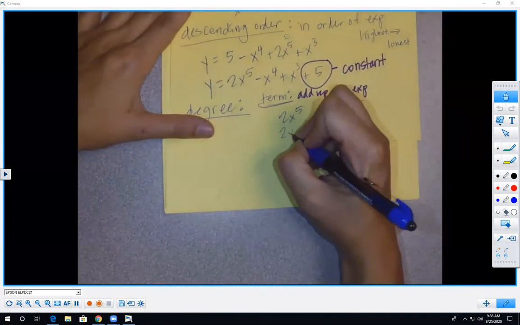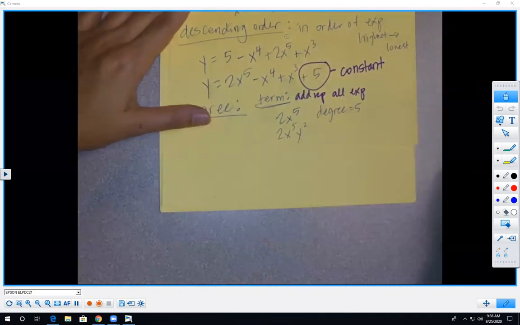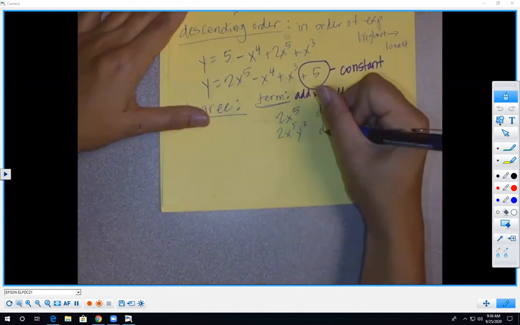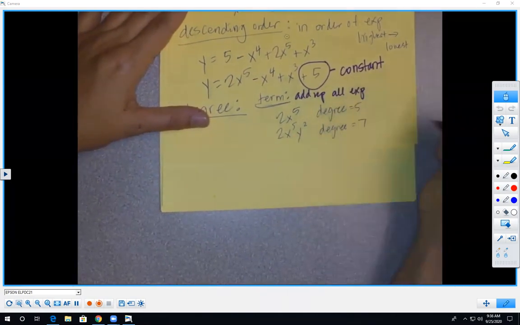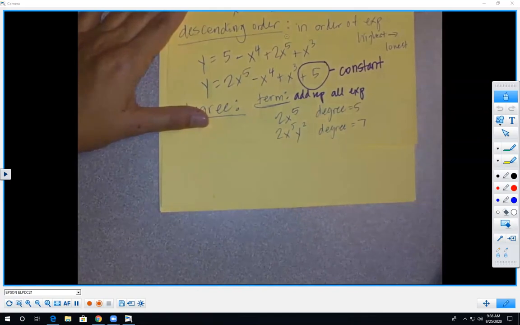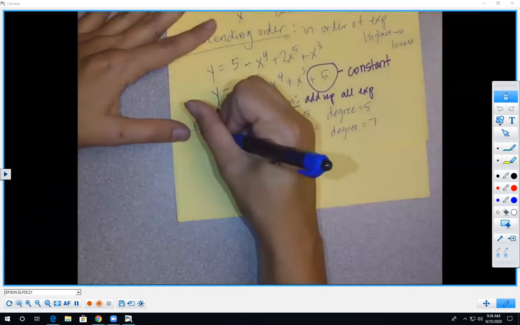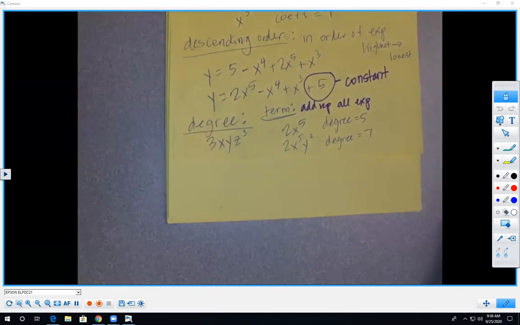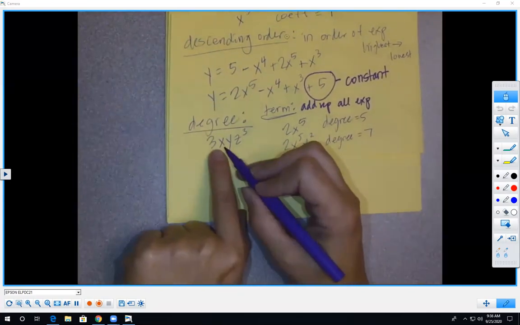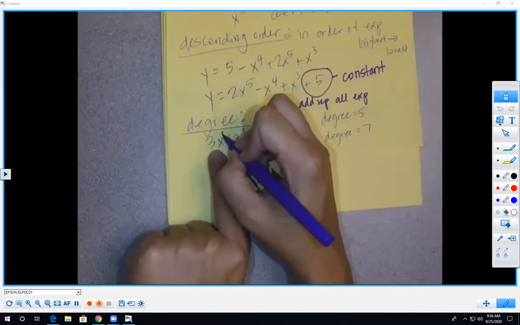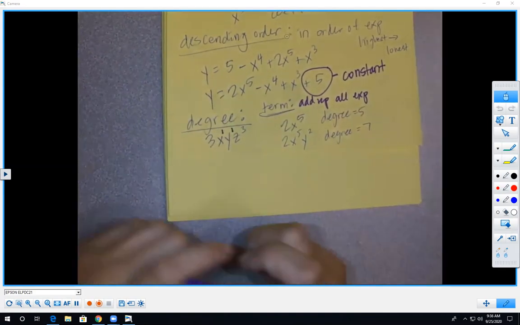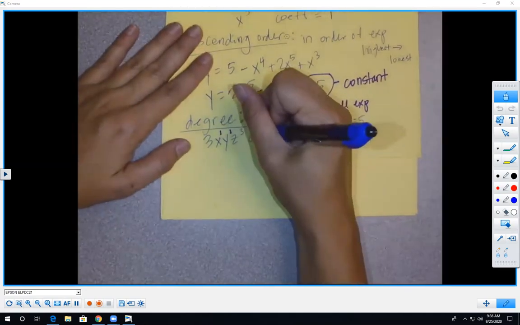What about if it was 2x to the 5th y squared? You add the 5 and the 2. So the degree of this would be 7. Does that make sense? What about if it was 3xyz to the 3rd? What's the exponent for x? A 1. What's the exponent for y? A 1. What's 1 plus 1 plus 3? 5. Okay, so the degree for that one is 5.